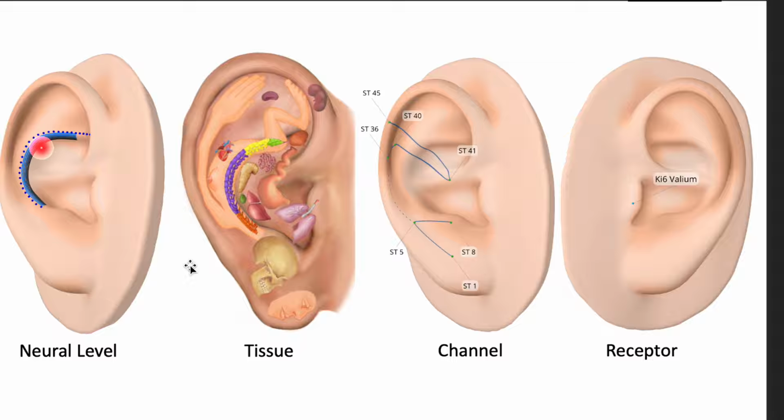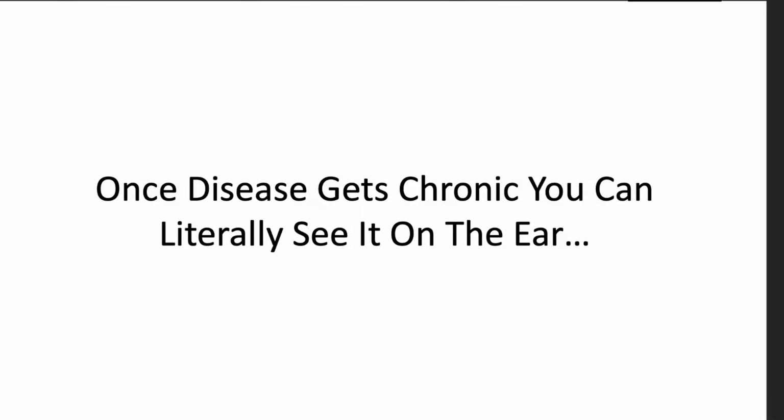But I'm about to go over an example of the sciatic nerve, which comes out from the T10 through L2 area, maybe L3 area, which is this area here. So deficiency in that spinal neural level, which feeds this area of the tissue here, and it's gone on chronic, will show up as tissue changes on the ear, either in this area or wherever there's tissue changes. Let me show you what I mean. Because once disease gets chronic, you can literally see it on the ear.